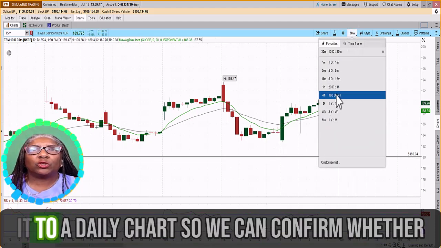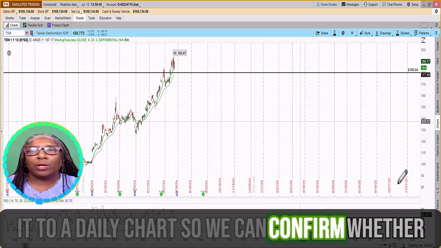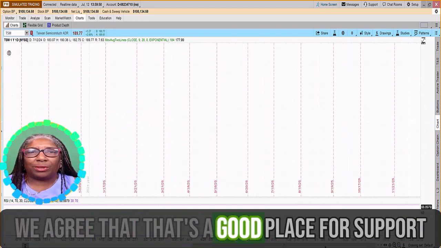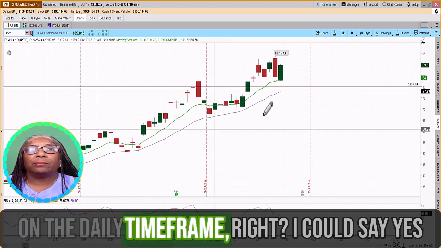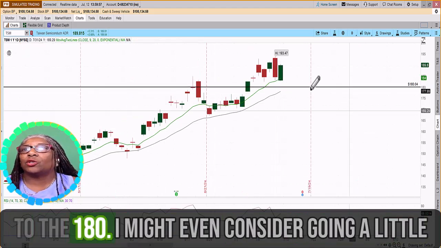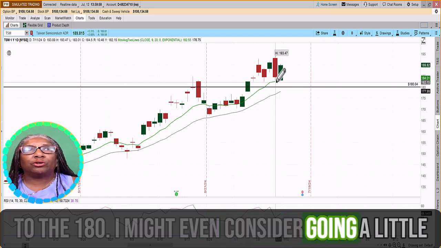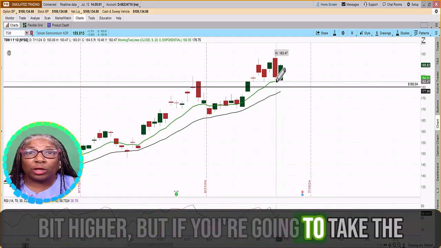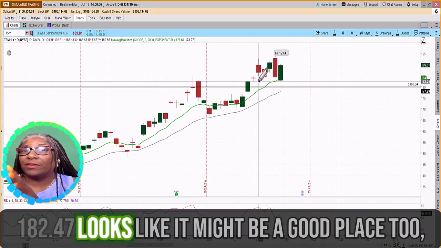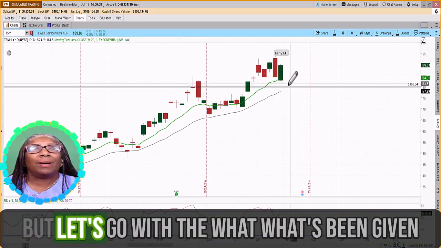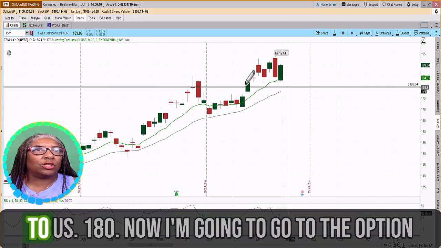We can even change it to a daily chart so we can confirm whether we agree that that's a good place for support on the daily time frame, right? I'd say yes to the 180. I might even consider going a little bit higher, but if you're going to take the alert, let's utilize what the alert says. But 182.47 looks like it might be a good place too. But let's go with what's been given to us.